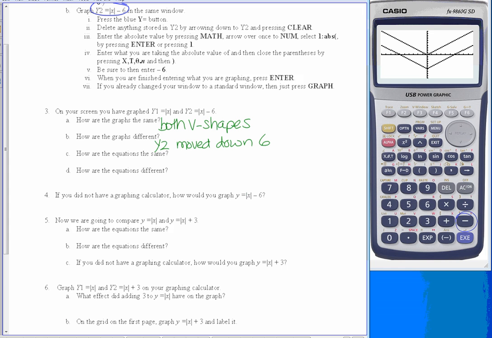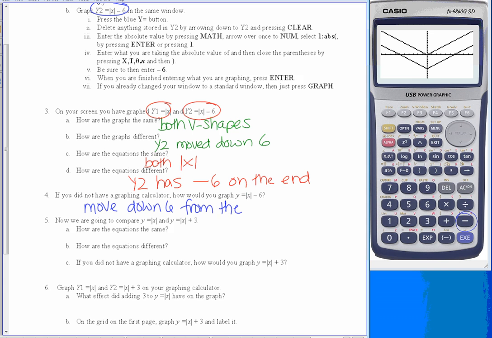How are the equations of these two things the same? So when we're asking about the equation, we really are just looking purely at the numbers right here. Well, how are the numbers the same? They both have the absolute value of x in the symbols. How are they different? Y2 has a subtract 6 on the end. So we're going to have to assume here that it's the subtract 6 on the end that made this graph move down 6. I ask you, if you did not have a graphing calculator, how would you graph this? I would move down 6 from the origin and then make my V.